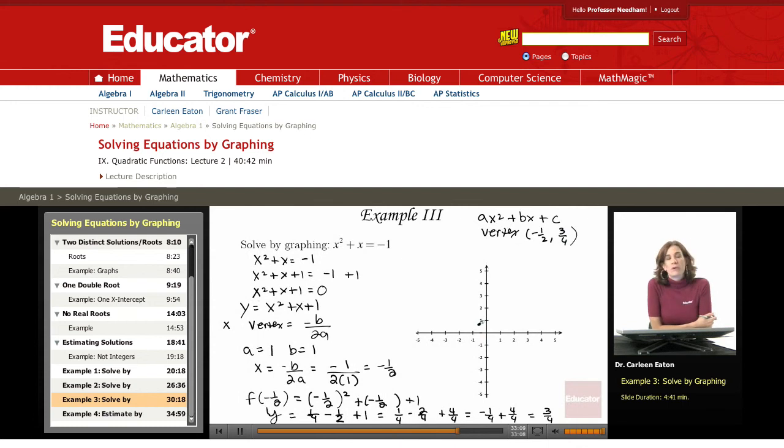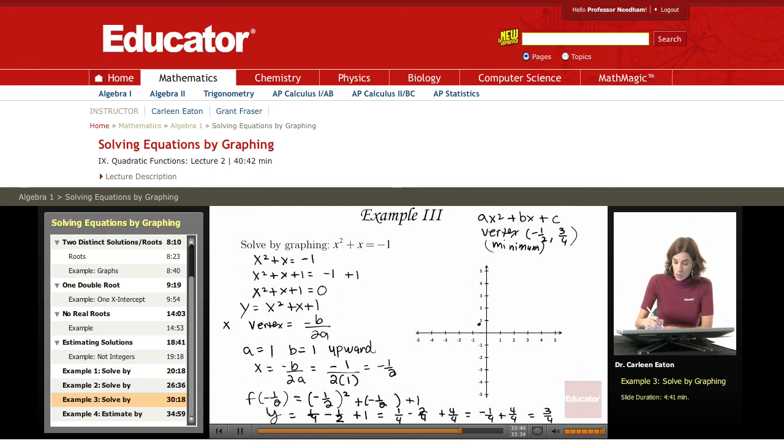I could graph some more points out and make a nice graph, and then what I would realize is that I have no real solutions. But instead of taking up all that time graphing, I'm just going to look at what I have. Whenever I have a vertex, I always stop and think, is this a maximum or a minimum? And recall that I said that since a equals 1, this opens upward. What I have here is a minimum. So this vertex is a minimum value.